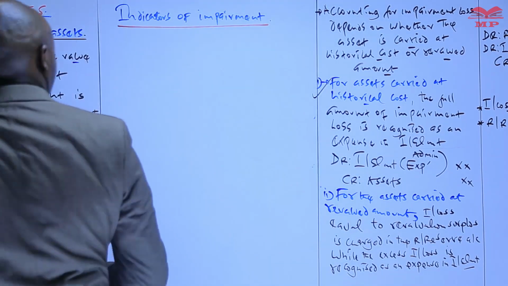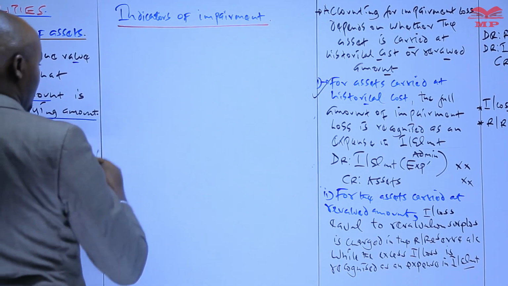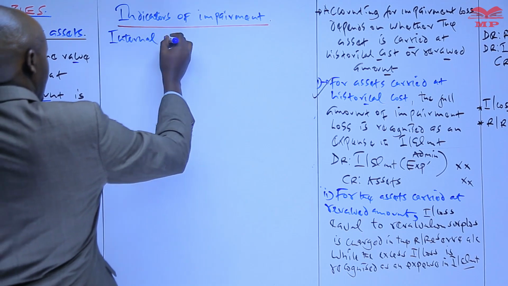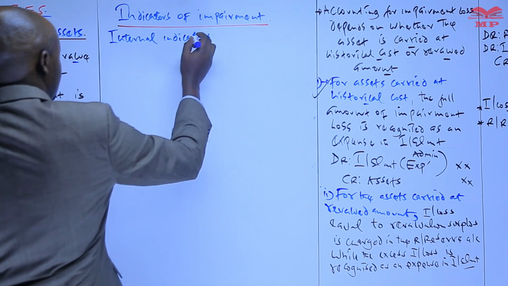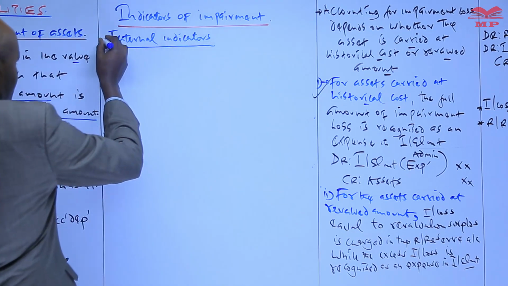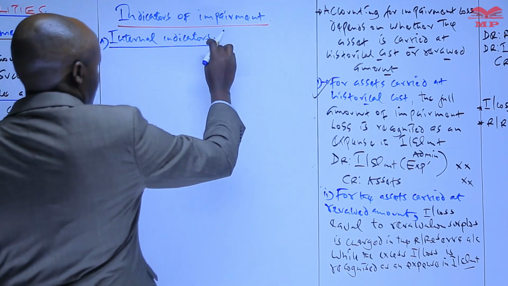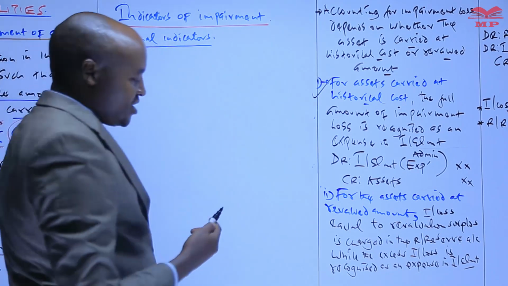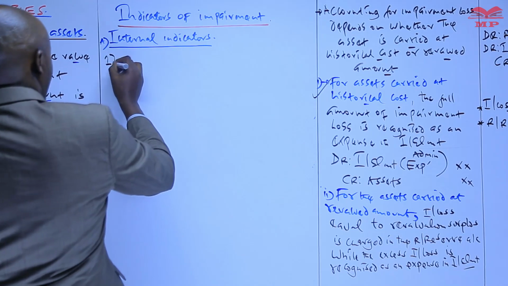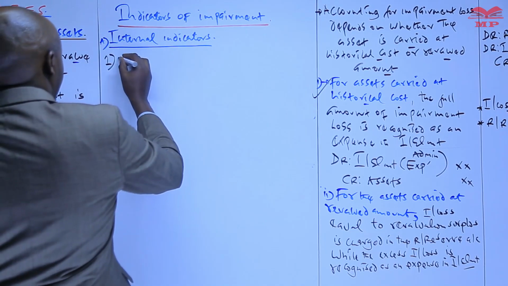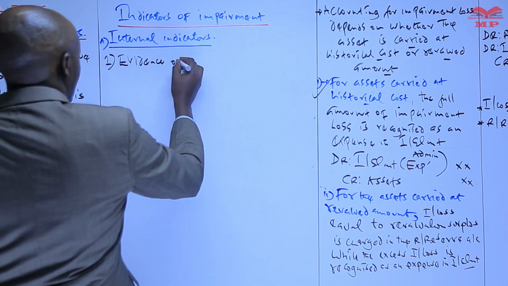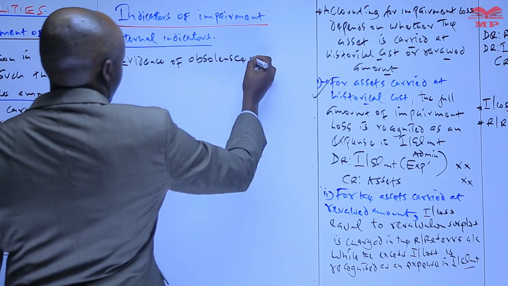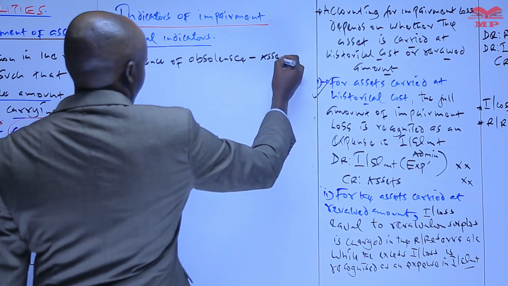And these factors are classified into two categories. We can start with the internal indicators of impairment. So the internal indicators, generally, we can say that these are those particular factors which show that the asset could be impaired and which are within the control of the organization, within the control of the entity. So which are those particular factors? One is evidence of obsolescence of the asset.